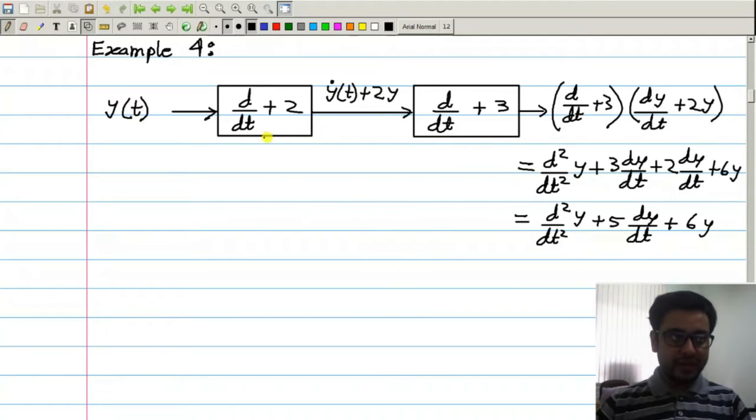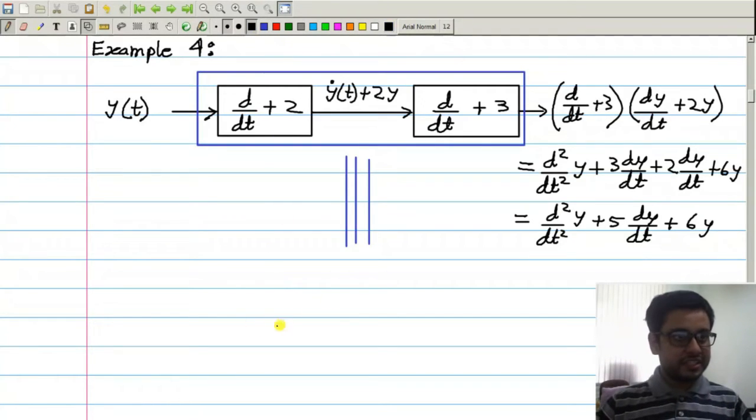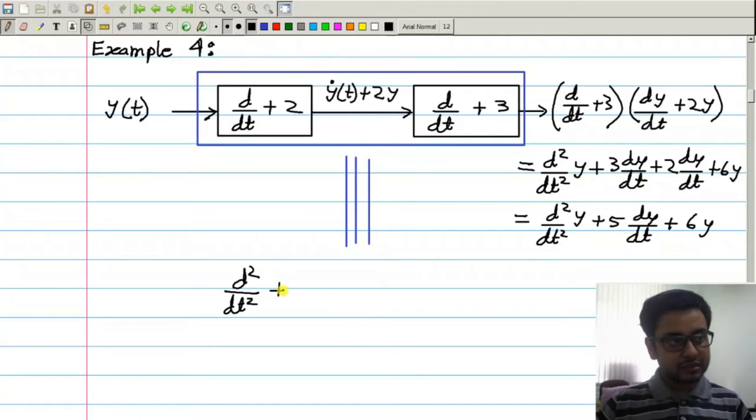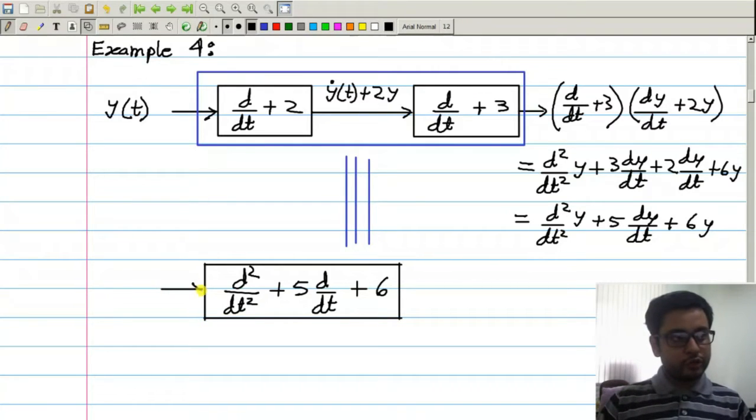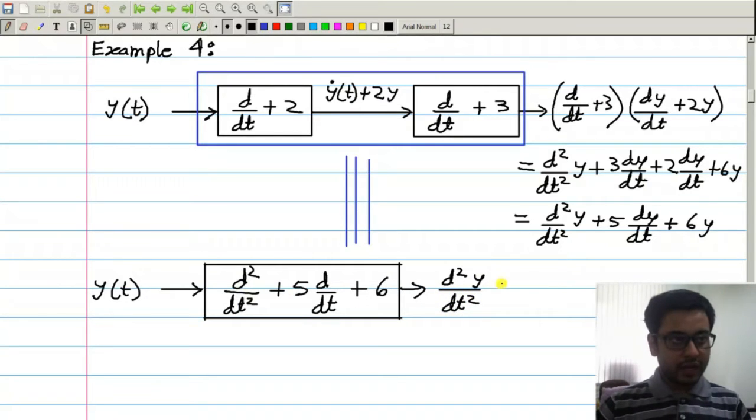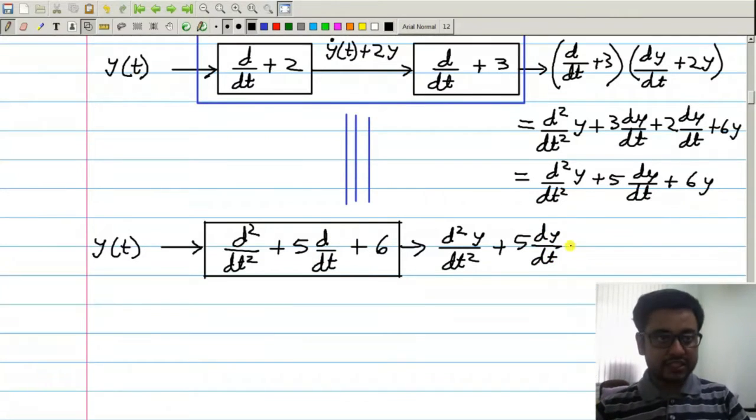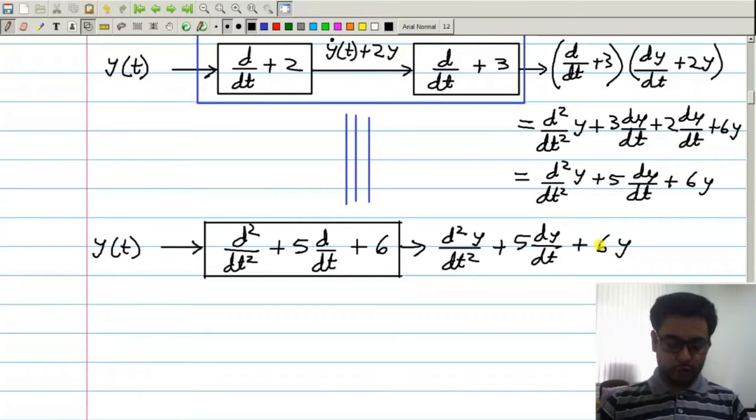Now these two operators together can be written in a compact way like this: d2 dt2 plus 5 d dt plus 6. So if y goes in, then d2y dt2 plus 5 dy dt plus 6y will come out.